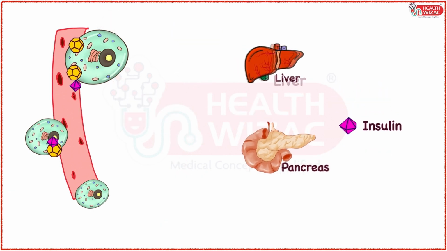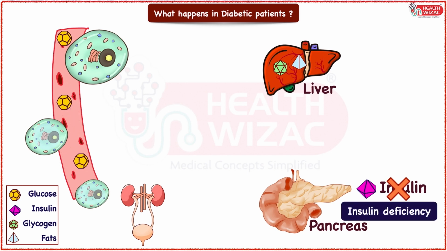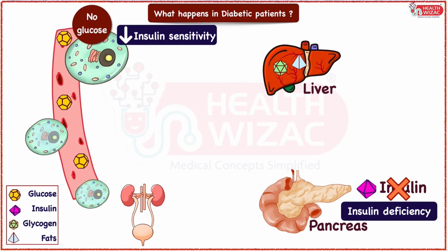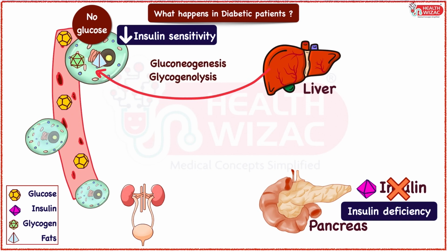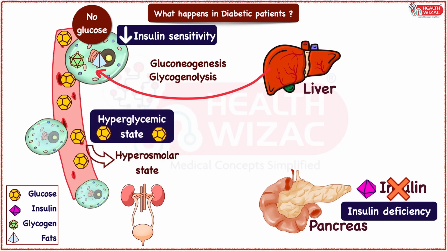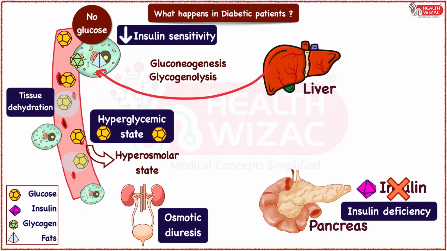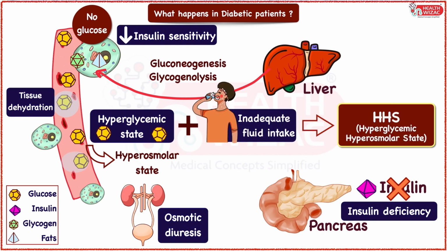In diabetic patients, due to insulin deficiency and reduced insulin sensitivity at cellular level, glucose available in the blood cannot enter the cells and is not available for use. In this condition, cells start deriving energy from other sources like fats and glycogen stored in the liver through processes called gluconeogenesis and glycogenolysis. This excess glucose in blood causes hyperglycemic state and also increases the osmolality level. This hyperosmolar state causes shift of fluid from ICF to ECF, causing osmotic diuresis and ultimately tissue-level dehydration, which is more aggravated by inadequate fluid intake and thus giving rise to HHS.